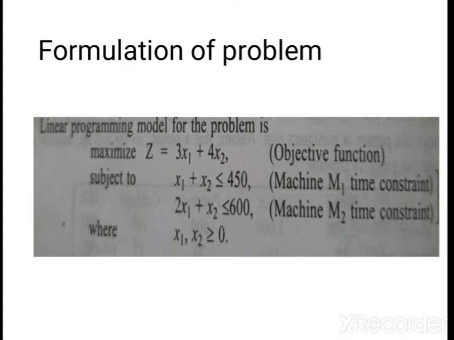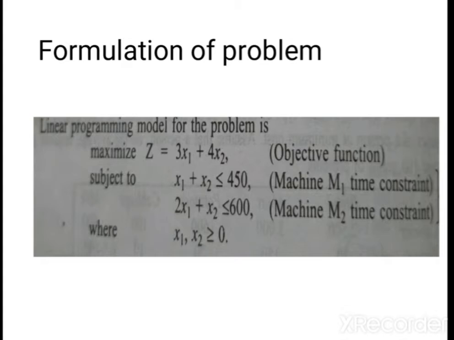Whereas on the M2 machine, A requires 2 minutes per product. The number of A products is x1, so 2 into x1. 1 minute is required for a B product. The number of B products is x2, so 1 into x2. So if you consider the M2 machine, then the constraint becomes 2x1 plus x2 less than or equal to 600.